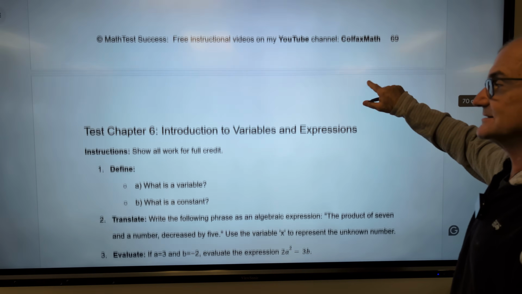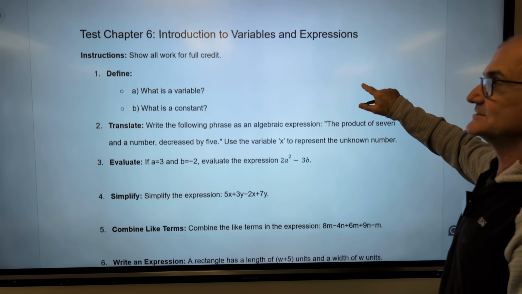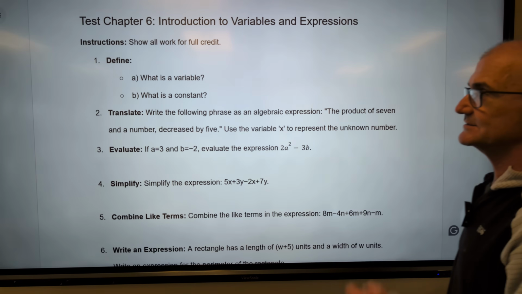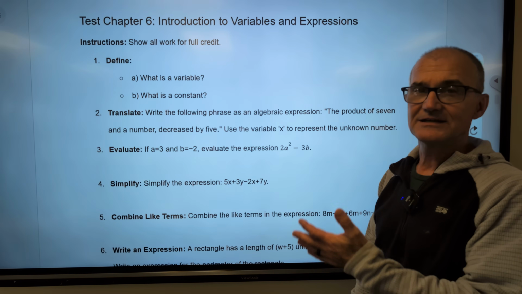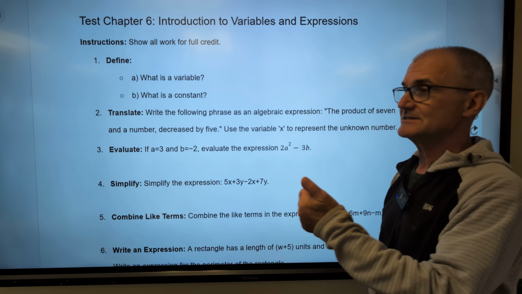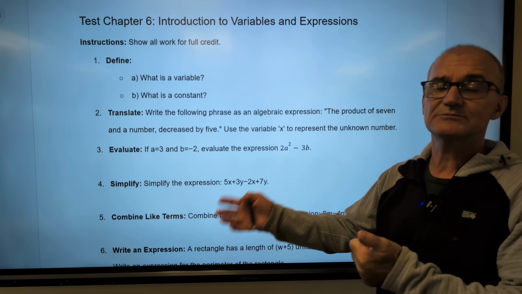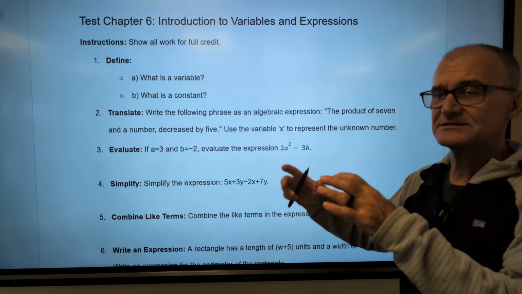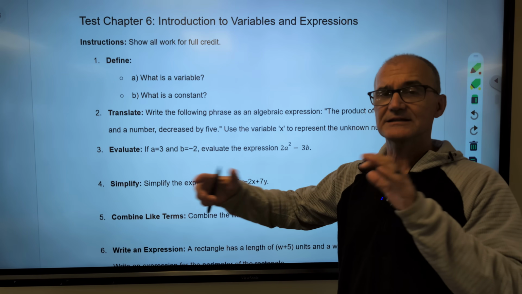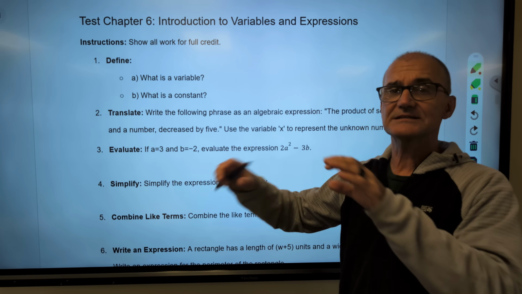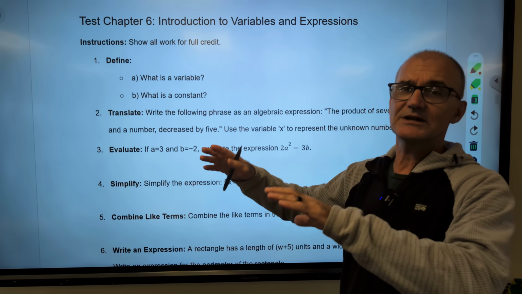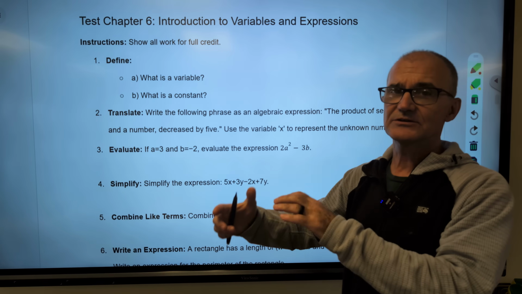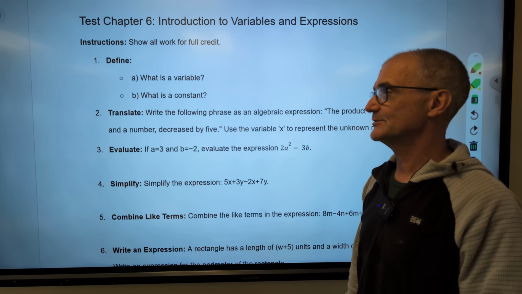And then here's a test for chapter 6. I won't do all of these, we'll just do some of these. But let me just do a quick translation again of some of the key words. First thing is a variable is an unknown, usually represented with a letter. A constant is just a number. An expression is a series of terms being added or subtracted. An equation has an equal sign in it, and you can do whatever you want to both sides of the equation to solve. In an expression, you could just simplify and combine similar terms.